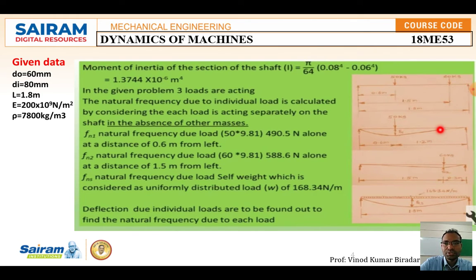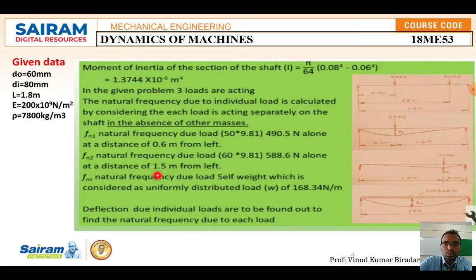So first one is the 50 kg load, that is the natural frequency f of n1. Here f of n1 is the natural frequency due to the load of 50, which you have to convert into Newton, for the first diagram. The load 50 into 9.81 gives 490.5 Newton alone at a distance of 0.56 meter from the left. Again, consider the second diagram, the natural frequency f of n2. The natural frequency due to the load 60 into 9.81 gives 588.6 Newton at a distance of 1.5 from the left hand side.